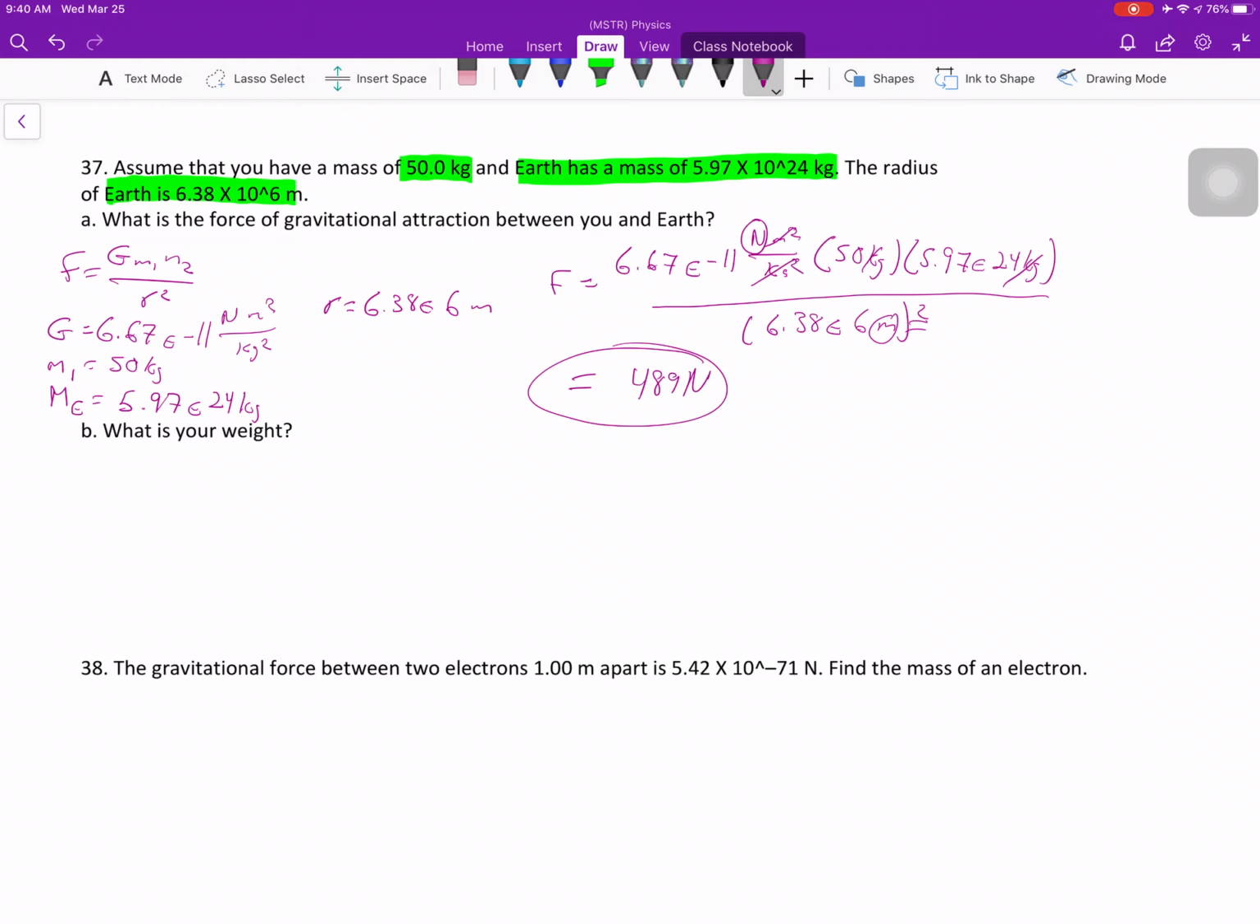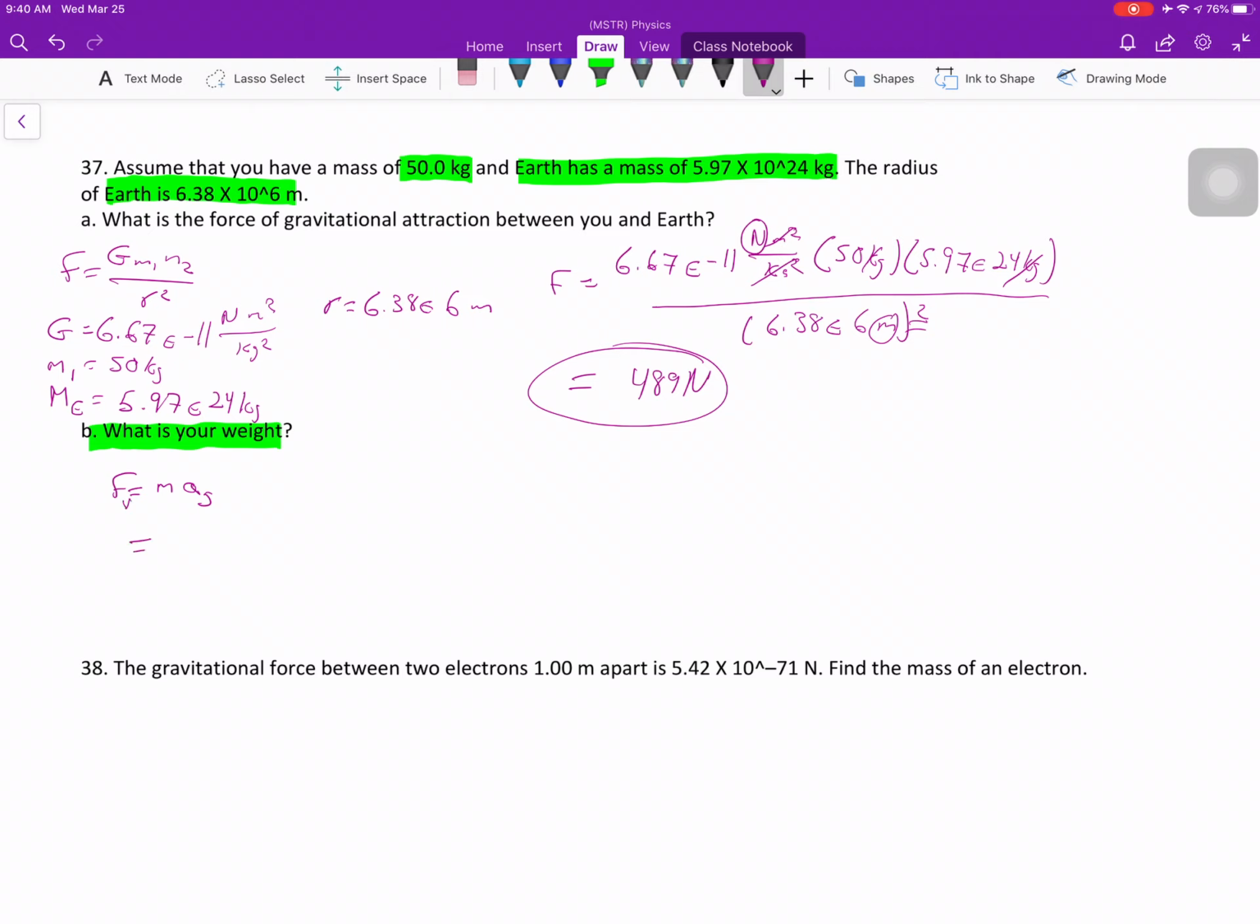The last part of this problem, in B, is actually saying, what is your weight? Well, if you're understanding, shouldn't the force of gravitational attraction also be the force of weight? And if you're assuming that, you are correct. But this is actually calculated just like we've been doing. Force equals mass times the acceleration due to gravity on the planet.